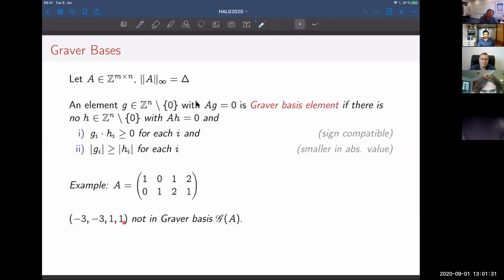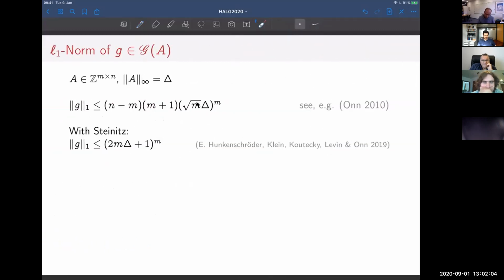So this is really in the kernel, but it's not in the Graver basis, because what we could do is take, for example, 1, 0, and then what else would we need? So 1, 0 would be 1, 2. This would be -1, -2, 1, 0. You see it is in the kernel. And it is sign compatible. And the absolute value condition is also holding. Okay.